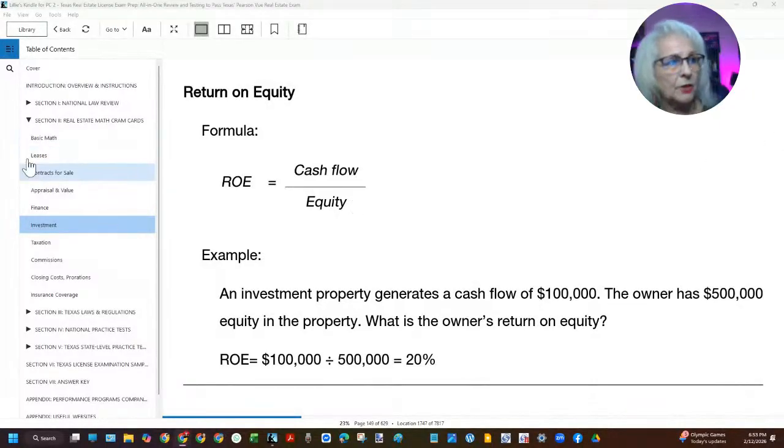Okay, so I was talking, Tuesday we did basic math. Yesterday we did leases, contracts for sale, appraisal, value, and finance. That's a lot of information. Today we did investment. Okay. If I do a class on Saturday, then I'll do taxation.